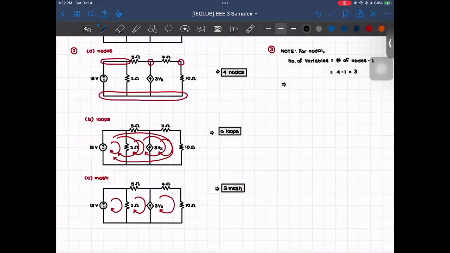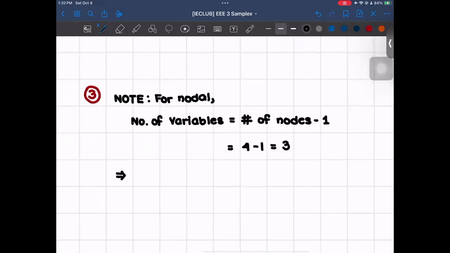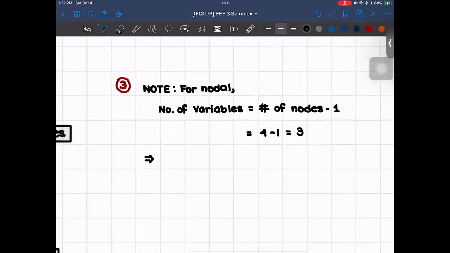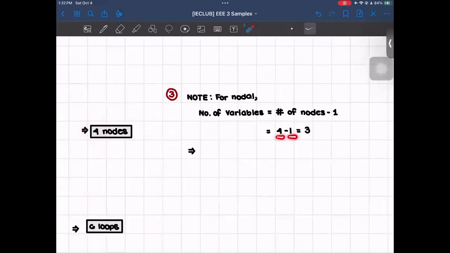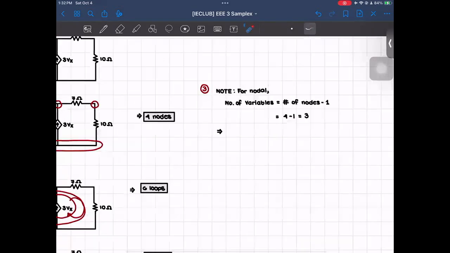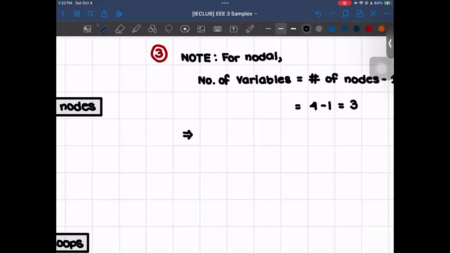So now that we've answered number 2, the next would be to compare between nodal and mesh analysis variables. Just a note for nodal, the number of variables is equal to the number of nodes minus 1. Since we already know the number of nodes, which is 4, that will be 4 minus 1, which is just 3. So we have 3 variables for nodal. And then for mesh, that's the number of meshes, which we also saw a while ago as 3. So that means that they both have the same number, so you can actually just put either for this.